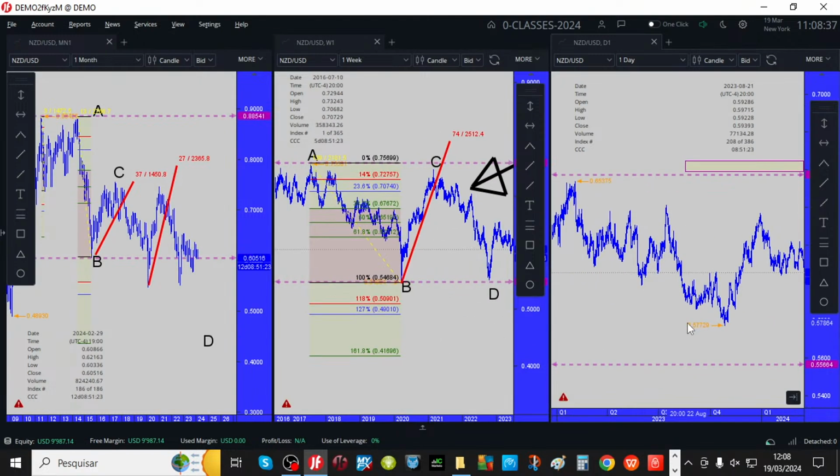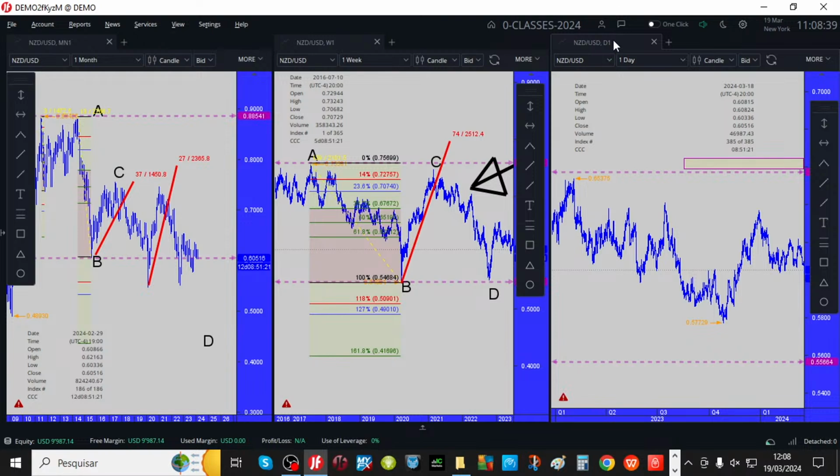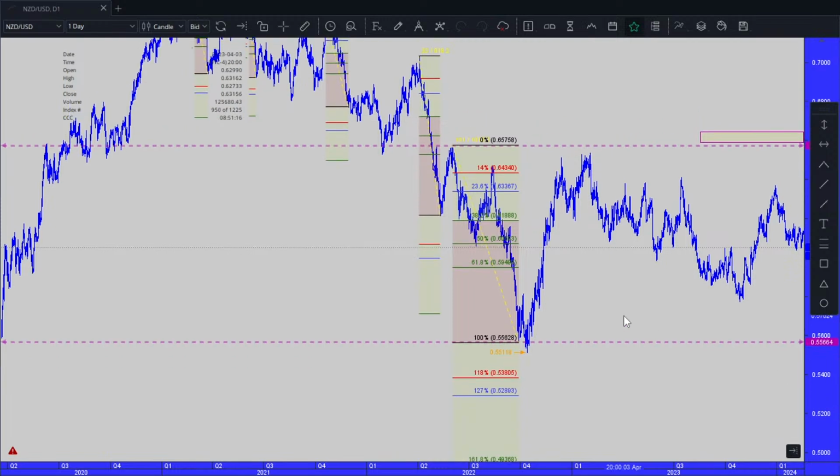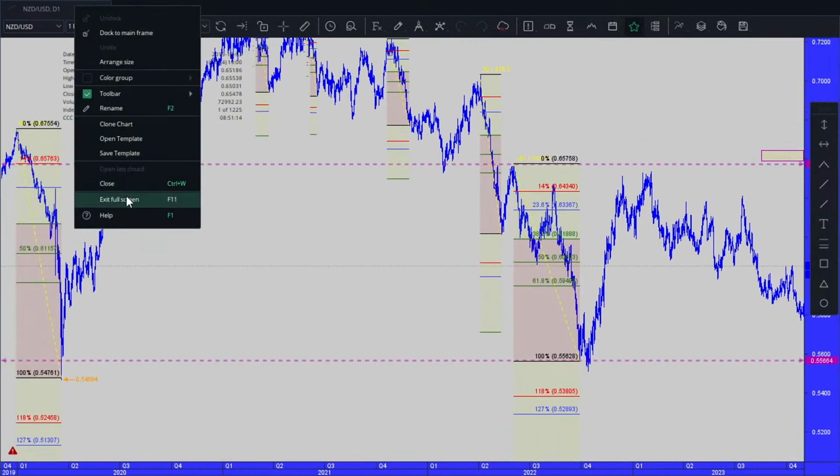NZD USD. Do we have the NZD USD? Wow, the NZD USD. Very good, excellent.